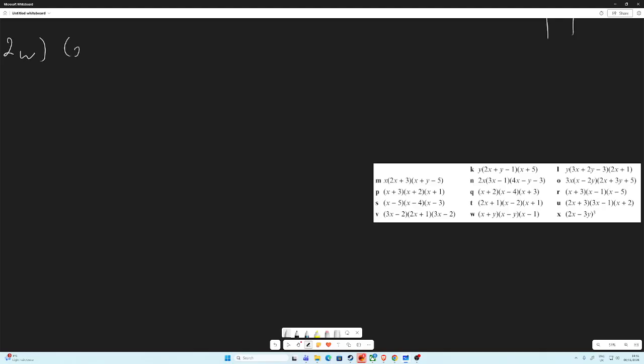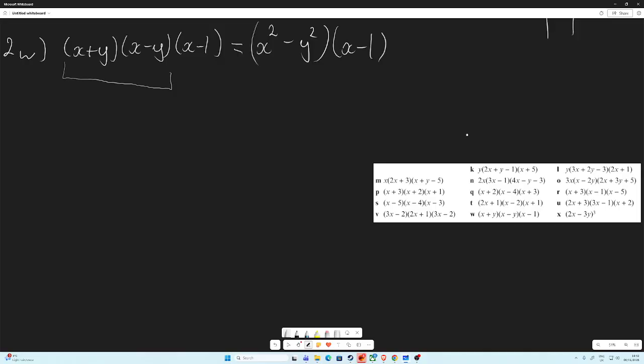So we have x plus y, x minus y, x minus 1. We should know from GCSE that this is a difference of two squares. So that's just x squared minus y squared times x minus 1. That's relatively straightforward, so that's x cubed minus x squared minus xy squared plus y squared.